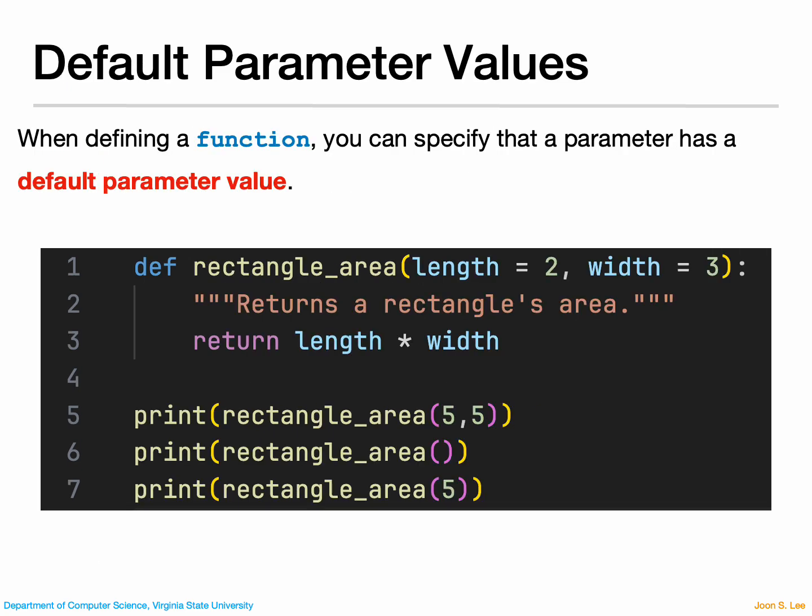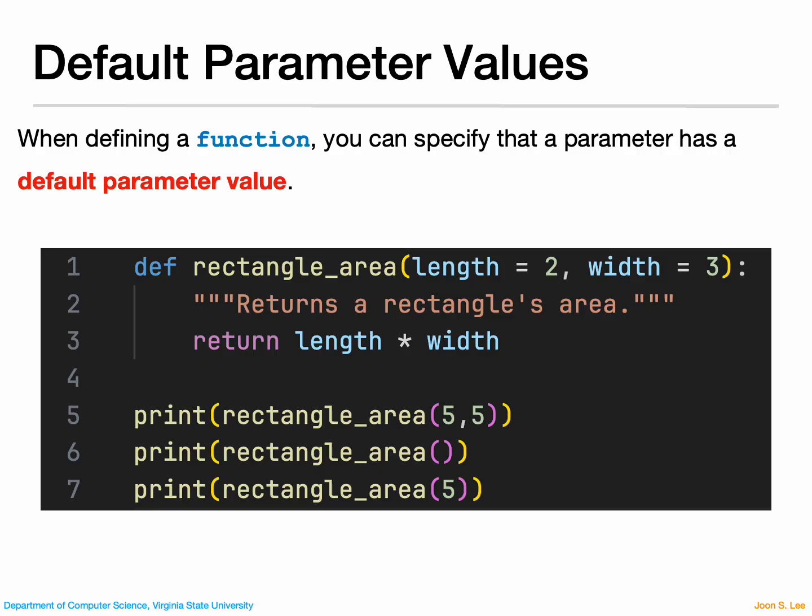Sometimes when we define a function, we want to give one or more of the parameters a default value. That way, if the user doesn't provide an argument for that parameter, Python will automatically use the default. In this example, the function rectangle_area has two parameters, length and width. The default value for length is set to 2, and the default for width is set to 3. Inside the function, it simply returns the area by multiplying length by width.